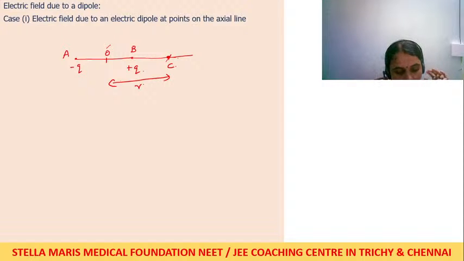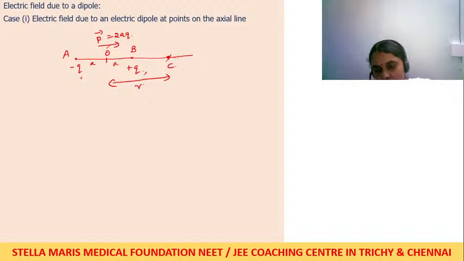Yes Shiny, we will see that in the next topic. See here, we have considered the dipole A and B, which is minus q and plus q, and the center of A and B is the point O. We have considered the axial line, which is C. This is separated from the midpoint by the distance R. The distance between A and O is a, O and B is a, and the distance between O and C is R. We know that the dipole moment P vector is equal to 2aq.